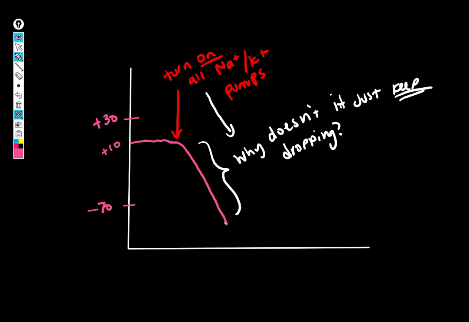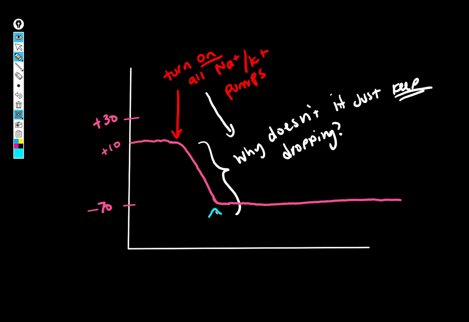So if I'm going to erase a little bit of this here. If I let some sodium and potassium leak back down their gradients, at some point, depending on how many leak channels I have in the membrane, it's going to reach the point where the amount of sodium and potassium leaking is equal to the amount being turned over by these pumps. And that's how we get to flat.